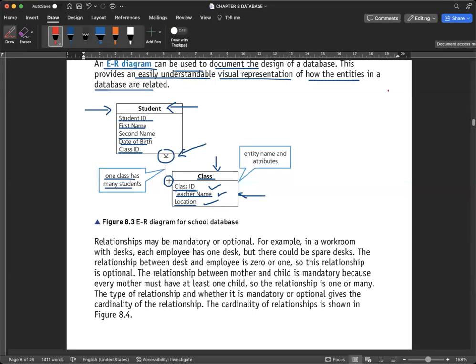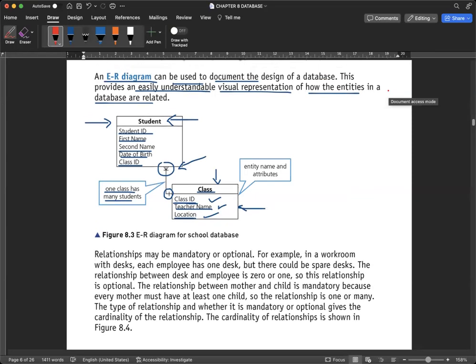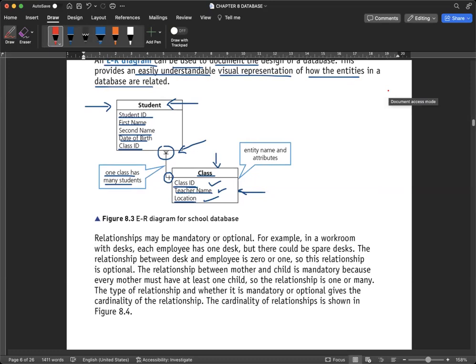And the tables we are going to draw in the database should be represented pictorially. So we need to just write the field name. You can see in the student, I write all the field names. In class, I need to write all the field names. And then I connect many to one. So all those fields are connected with the class ID. Did you get it? Now, the next thing is relationships may be mandatory or optional, right?